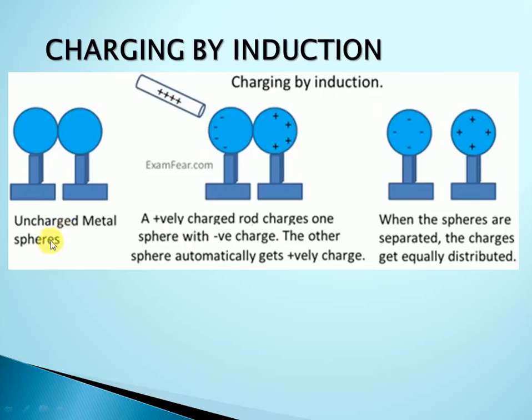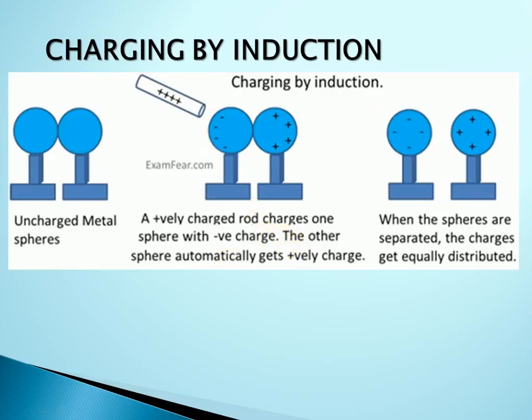First of all, two metal spheres are taken and mounted on insulating stands, and they are brought in contact with each other. By charge they are neutral. There is no charge on those bodies. Now a positively charged rod is brought near the first metal sphere.